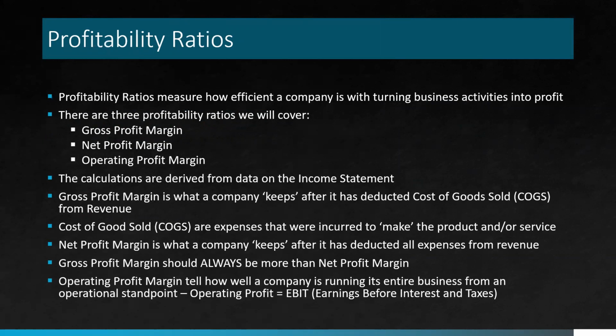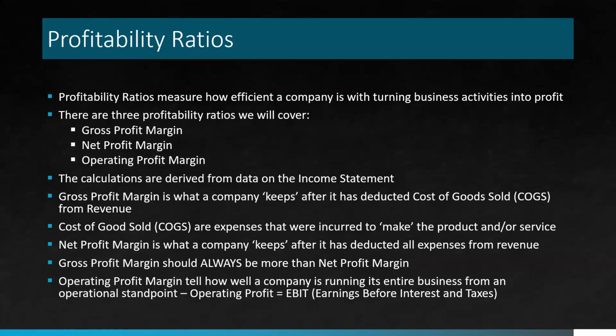In this lecture, we're going to be going over the gross profit margin, net profit margin, and operating profit margin. All of the calculations to do this are derived from data on the income statement. The gross profit margin indicates what a company is able to retain after it has deducted its cost of goods sold from revenue. Cost of goods sold are the expenses that are incurred to produce the product and or service.